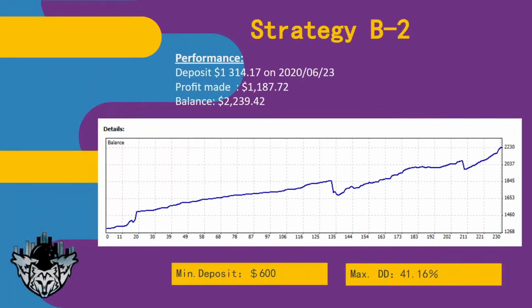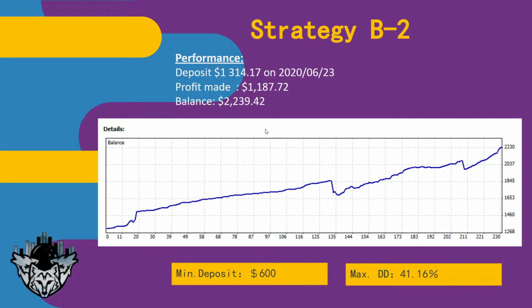B2. As you can see here, again, the performance: the strategy started off with roughly $1,300 on June last year, actually June 23rd. And profit made so far is almost $1,200. And the balance, as you can see, is $2,239. Now, an interesting point here: the minimum deposit recommendation here is actually $600. That's very different from most WPAT showcases. Most WPAT showcases will almost always reflect something similar to the deposit of the trader.